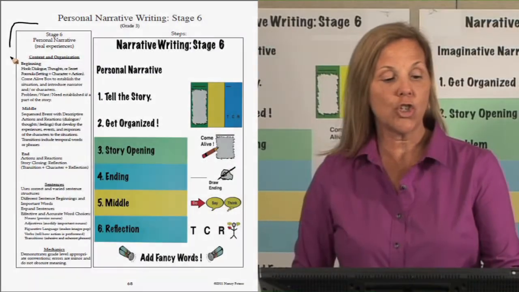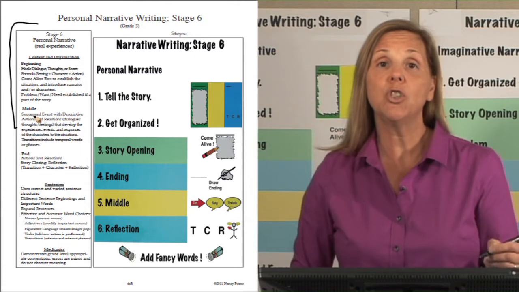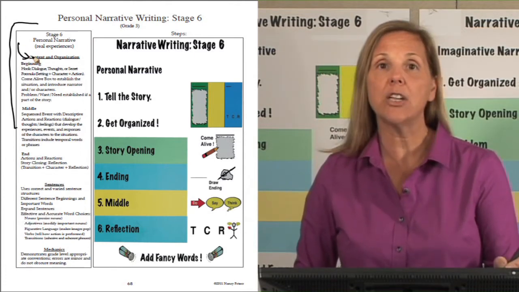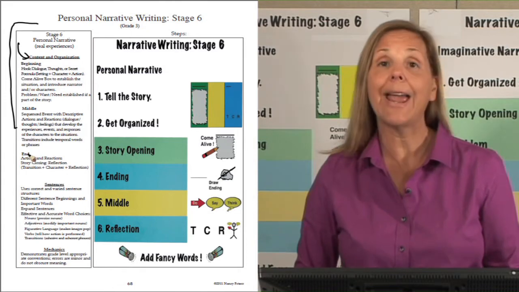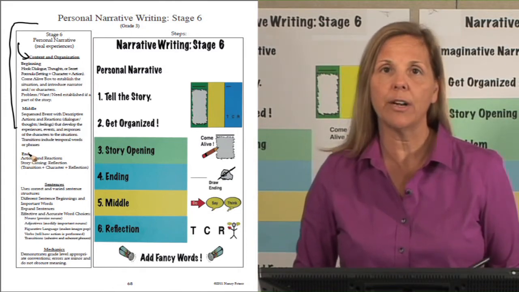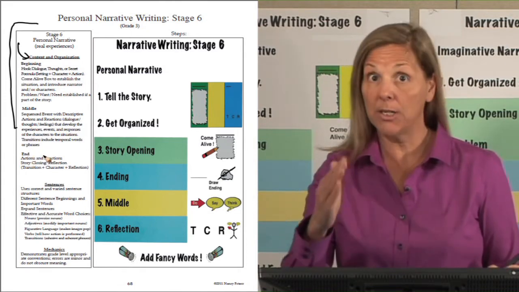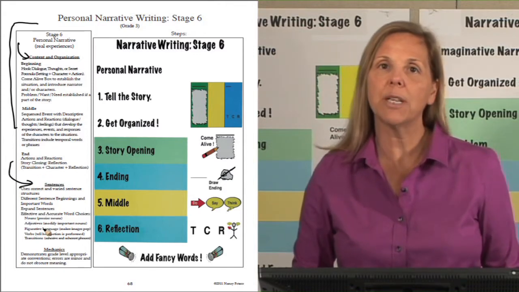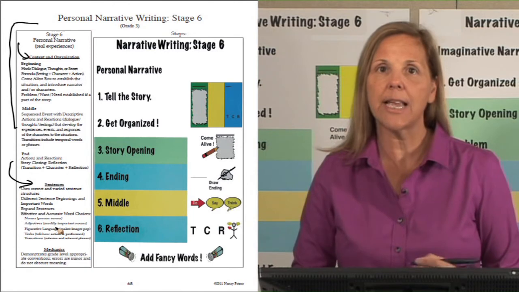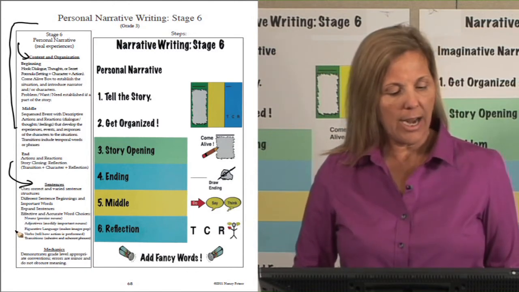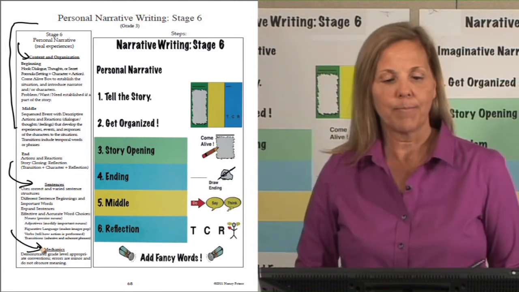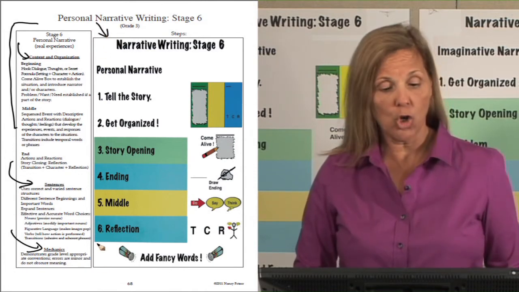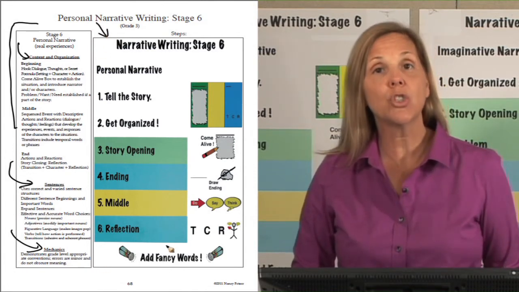You have a checklist which gives you in detail what type of content and organization for the beginning, middle, and end of the story for a personal narrative requires at this particular stage. You also have, in detail, the types of sentences, what needs to be in these sentences at this stage, and then the mechanics.